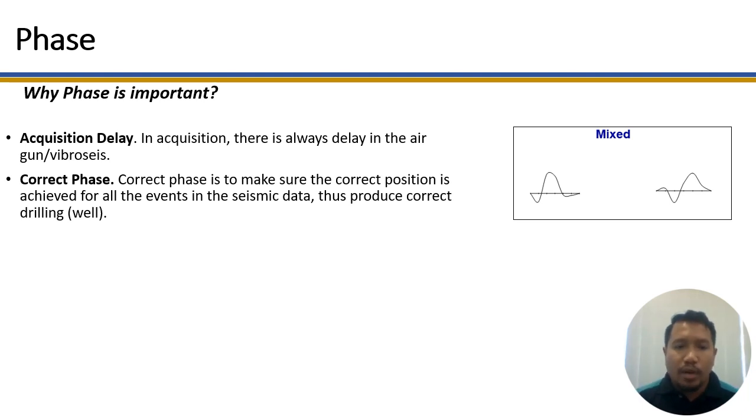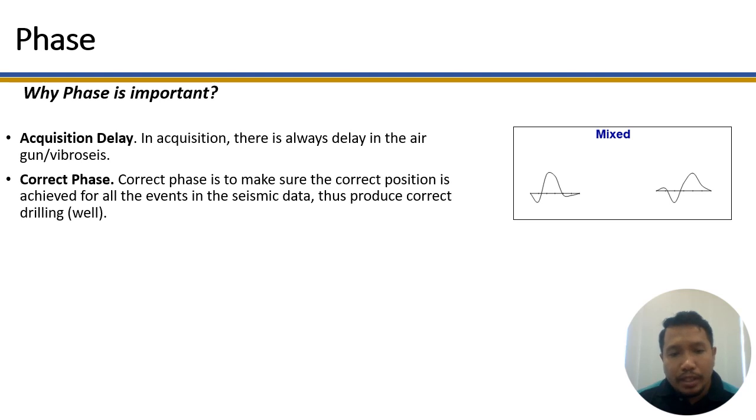We go with number one, why phase is important, which is acquisition delay. In seismic acquisition, there is always a delay between the firing of the seismic source, for example, air gun and also vibrator, and the arrival of the seismic wave at the receiver. This delay is caused by a number of factors, including the distance between the source and receivers, which we call offset, and the propagation velocity of the seismic wave and the response of the seismic equipment.